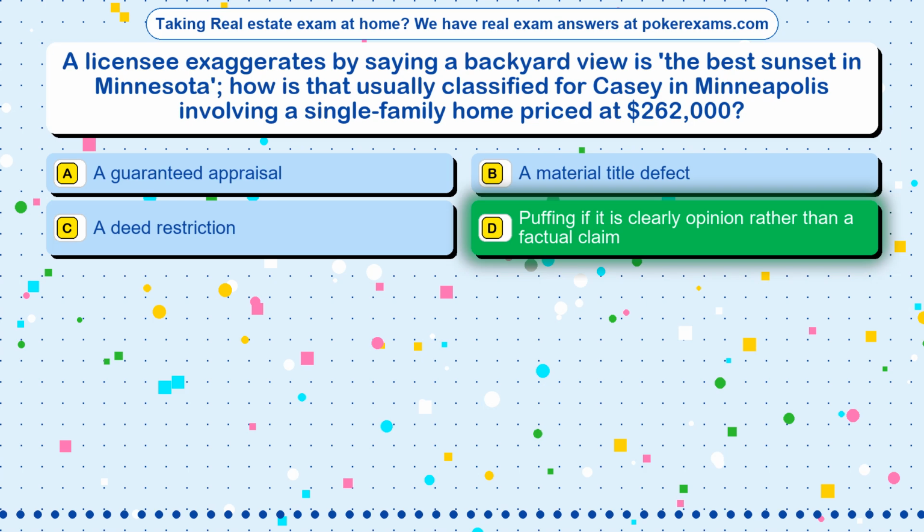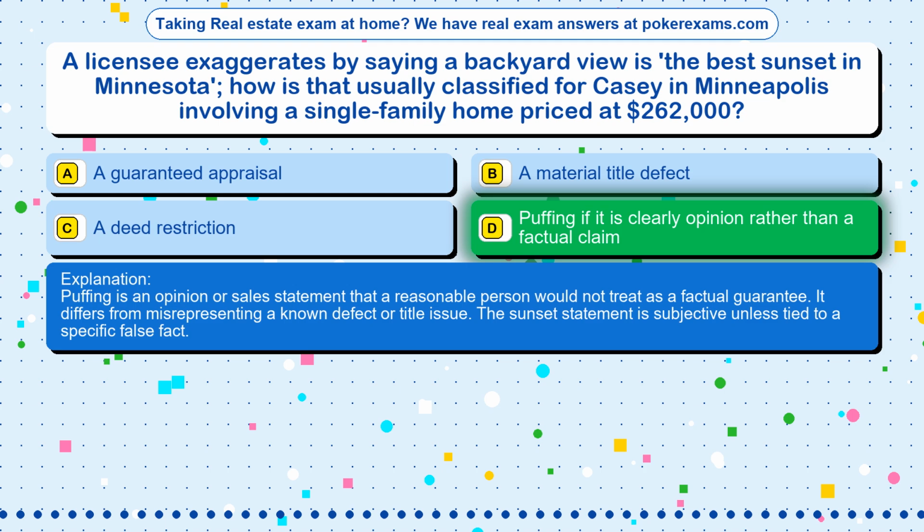The correct answer is option D, puffing if it is clearly opinion rather than a factual claim. Puffing is an opinion or sales statement that a reasonable person would not treat as a factual guarantee. It differs from misrepresenting a known defect or title issue. The sunset statement is subjective unless tied to a specific false fact.